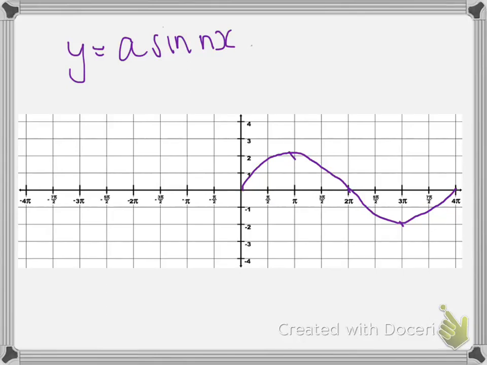Okay, now we're going to look at some trig graphs, and we're going to go backwards. We're going to find equations of some trigonometric graphs.